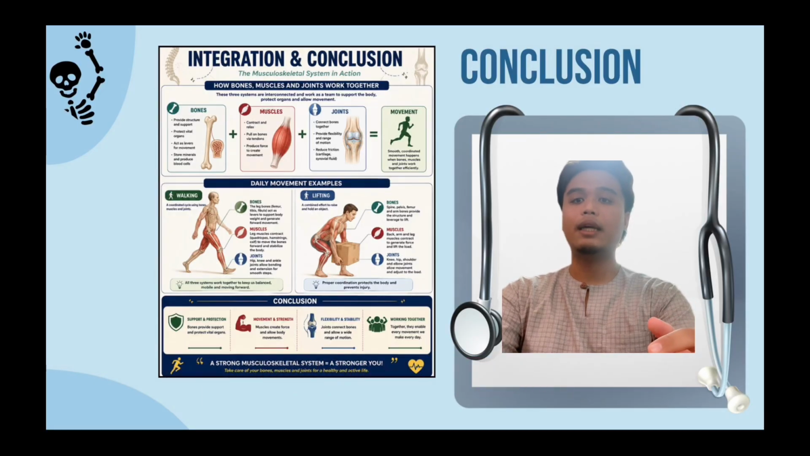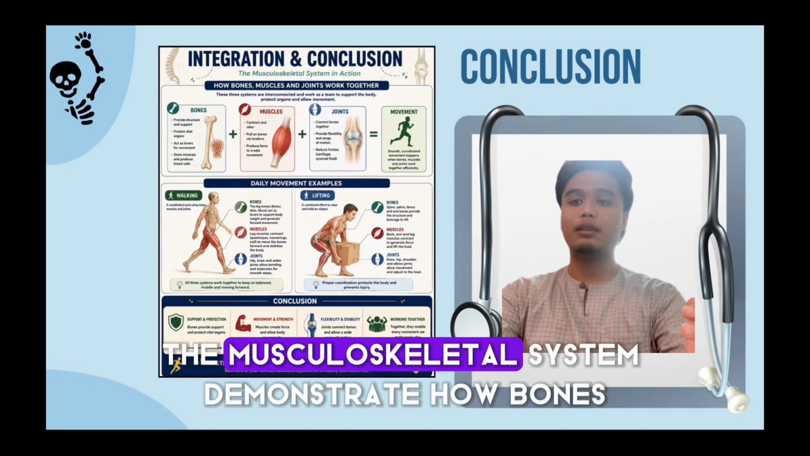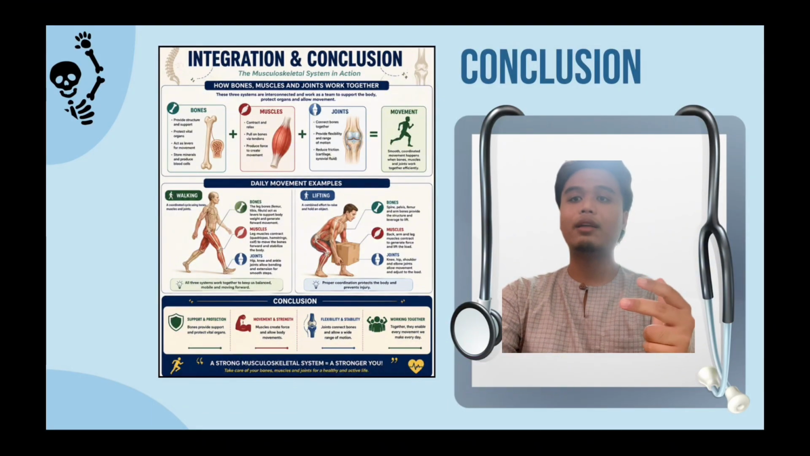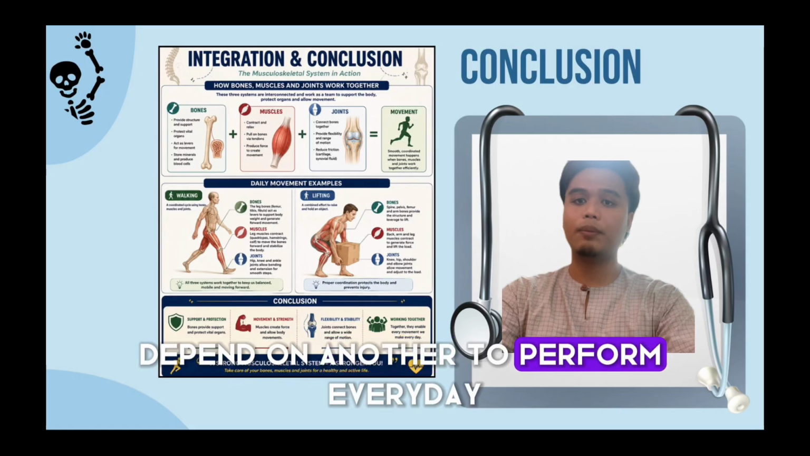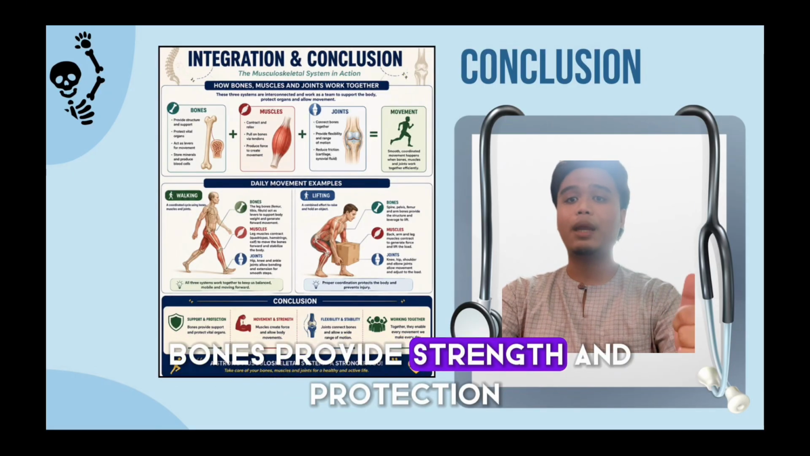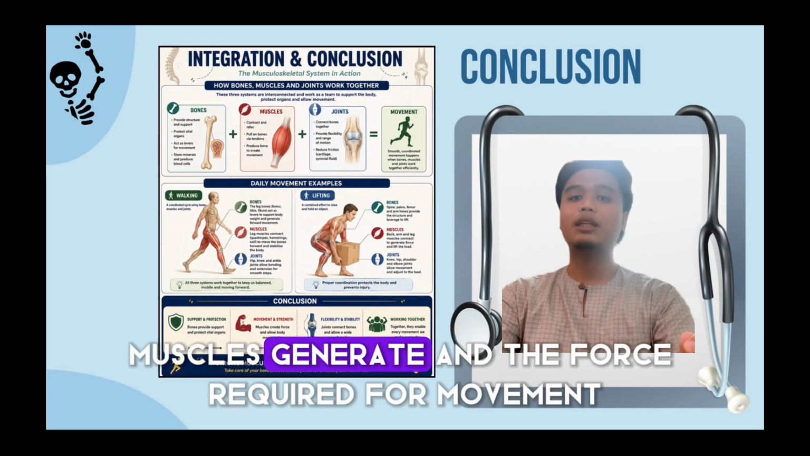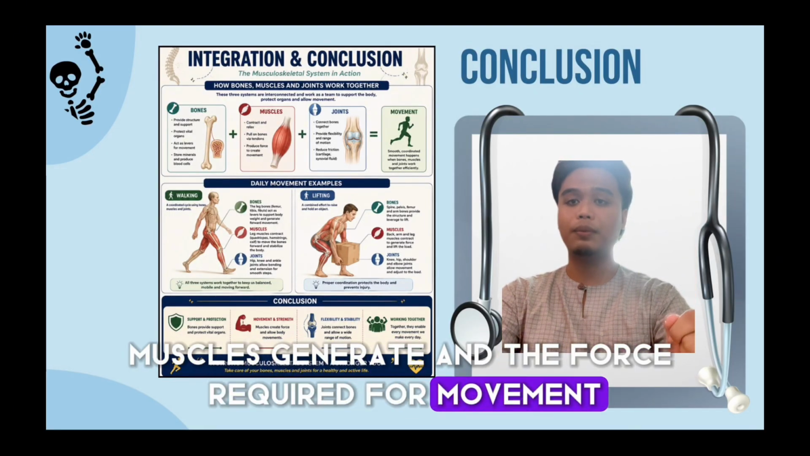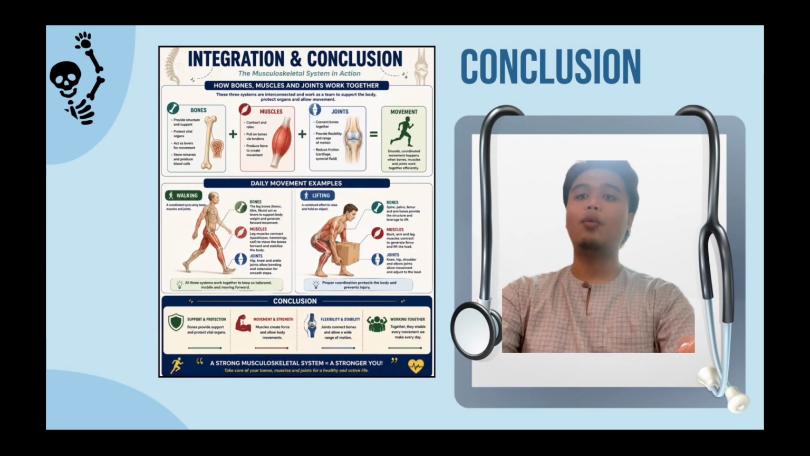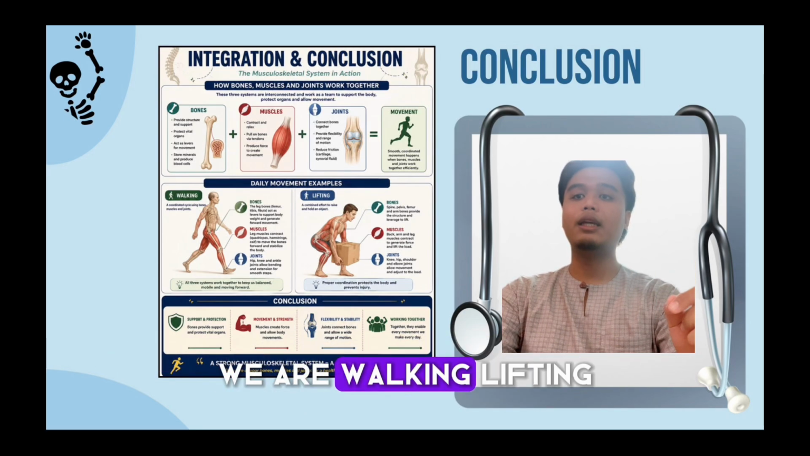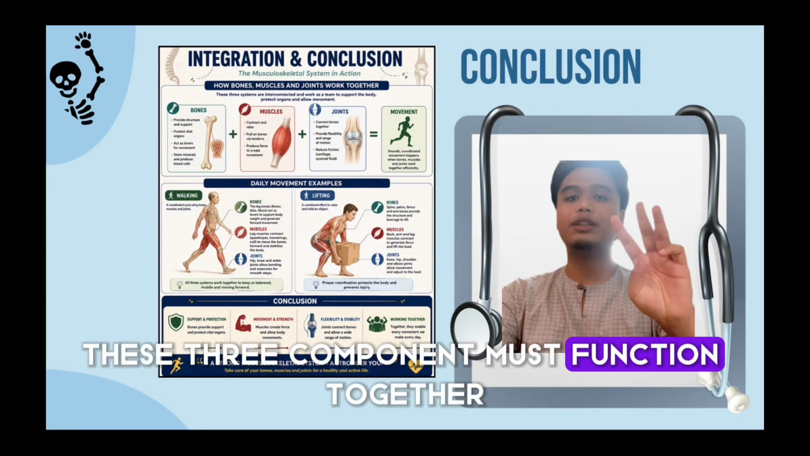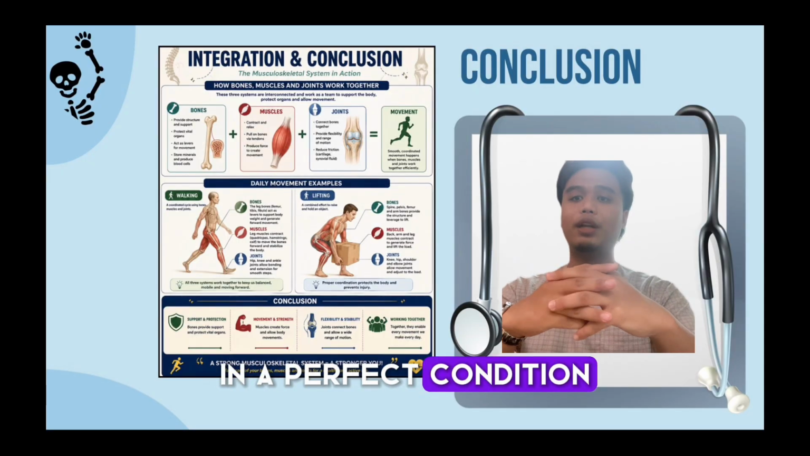In conclusion, the musculoskeletal system demonstrates how bones, muscles, and joints depend on one another to perform everyday movement efficiently. Bones provide strength and protection, muscles generate the force required for movement, and joints ensure flexibility and smooth motion. Whether we are walking, lifting, running, or simply standing, these three components must function together in perfect condition.